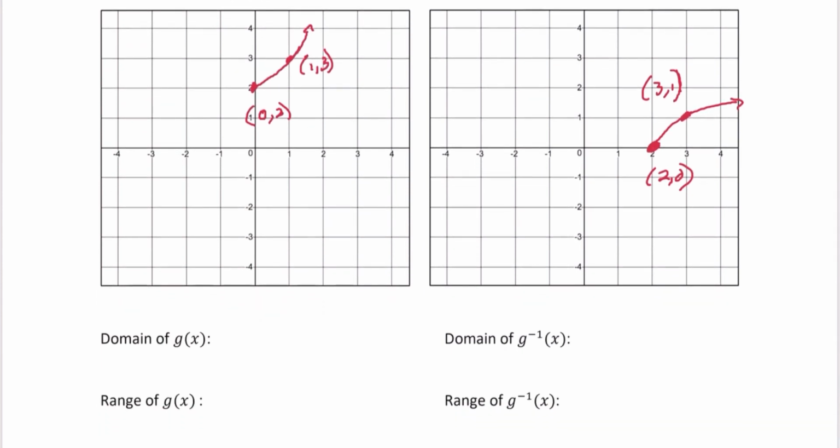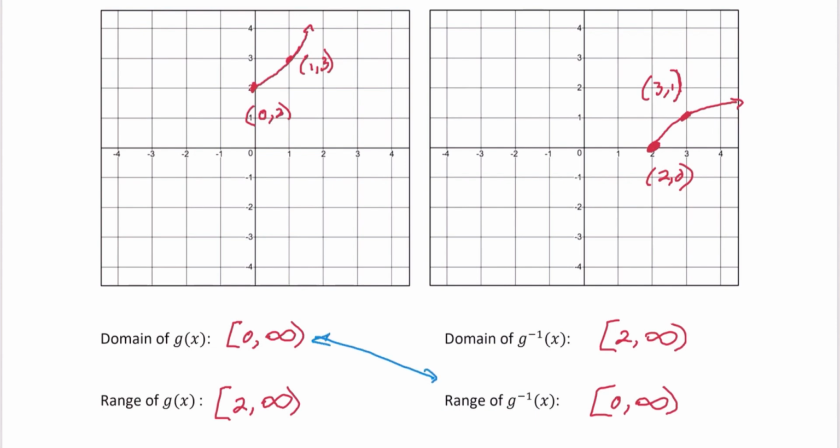Looking at the graphs, we can find the domain of g. The domain of g, remember, are the x values. So we have 0 to infinity. The range of g are the y values, 2 to infinity. And then the domain of g inverse, again x values, 2 to infinity. And then the range of g inverse, 0 to infinity. Notice that the domain of g and the range of g inverse are the same. And the range of g and the domain of g inverse are also the same.